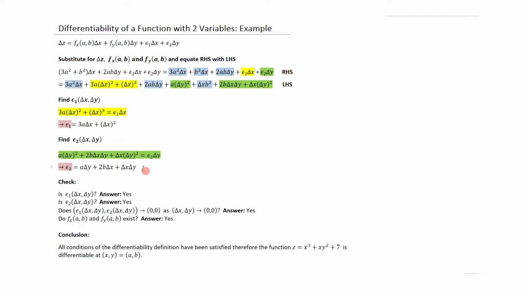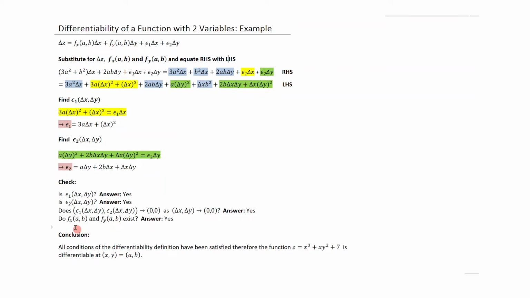All right, so all the computations are completed. Now we just go through and check to see that all the conditions are satisfied. So first is to check if epsilon 1 is a function of delta x and delta y. The answer is yes from here. Check to see if epsilon 2 is a function of delta x and y. The answer is yes from here. Next would be to determine if the limit of epsilon 1 and epsilon 2 as delta x and delta y approach 0 is equal to 0, and you can see clearly from that that will be the case. Answer is yes.